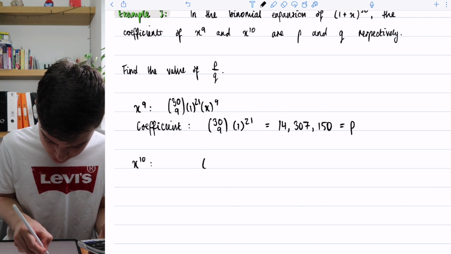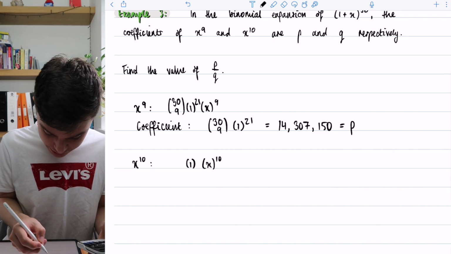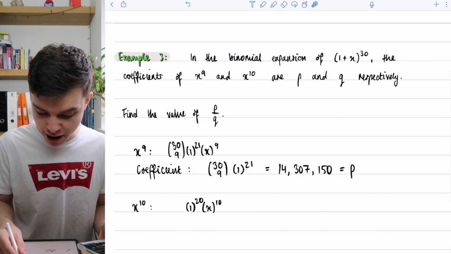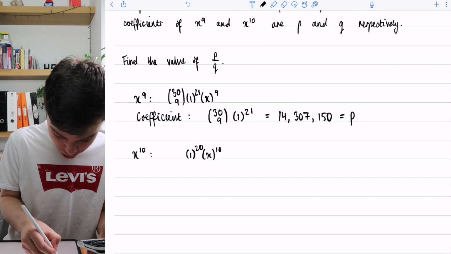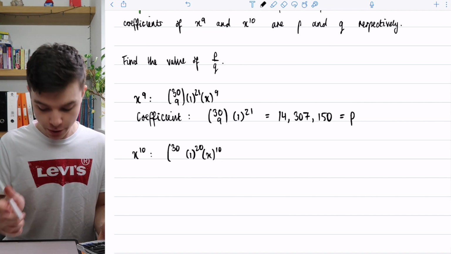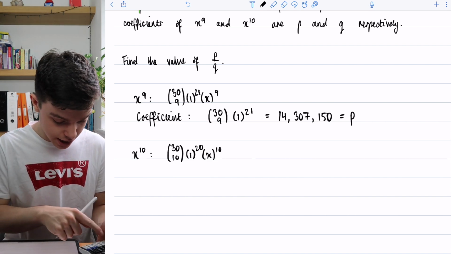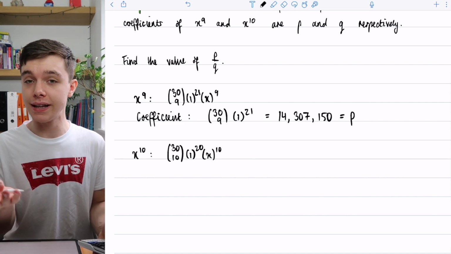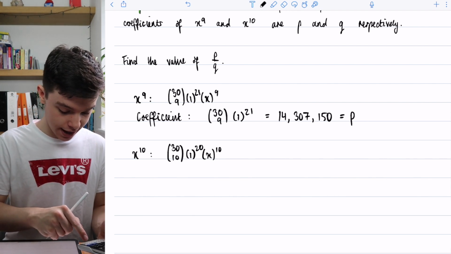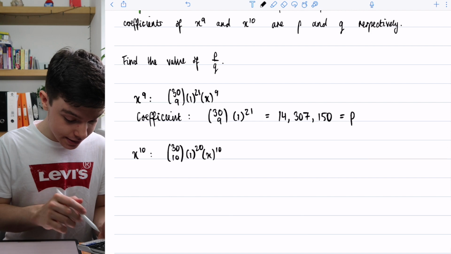X to the 10, well, we're going to need an x to the 10 to give me the x to the 10 term. Then the power on the 1 is going to be 20, because those two powers have to add to give me the power on the bracket. And then what is my combination part? Well, it's going to be the power on the bracket, which is 30, and it has to match the power on the second term, so that is a 10. Okay, so 30 choose 10. How many ways, basically, are there of choosing 10 items from a group of 30 items? And when we put that in, 30 choose 10, that is a massive number.